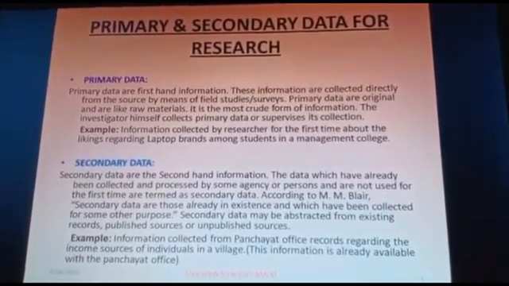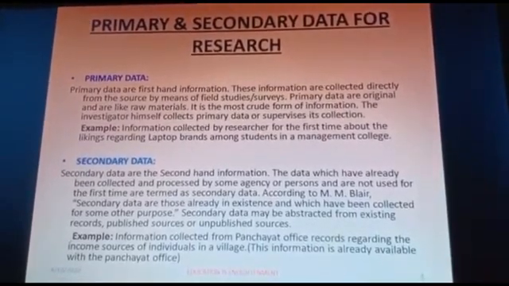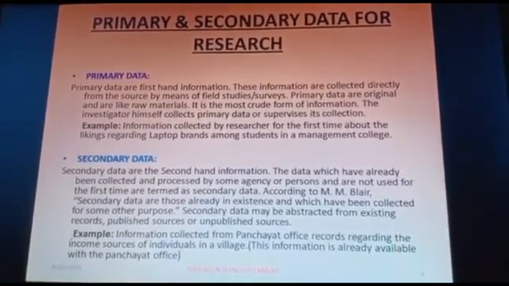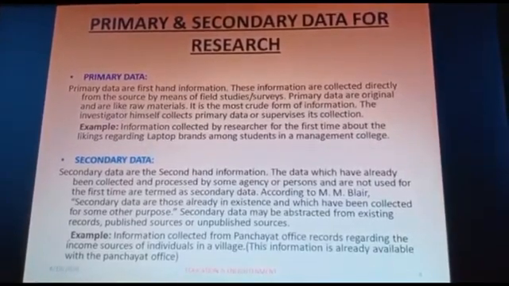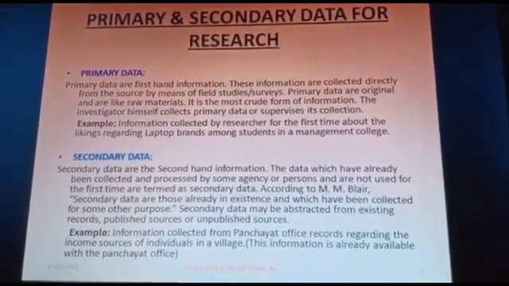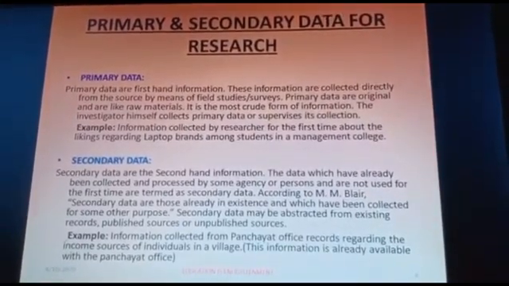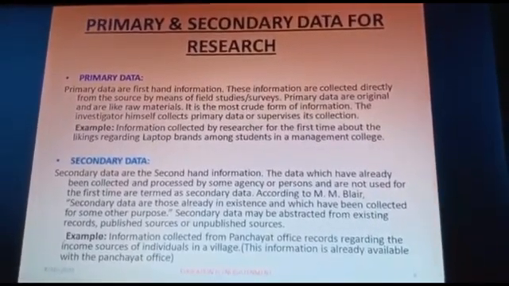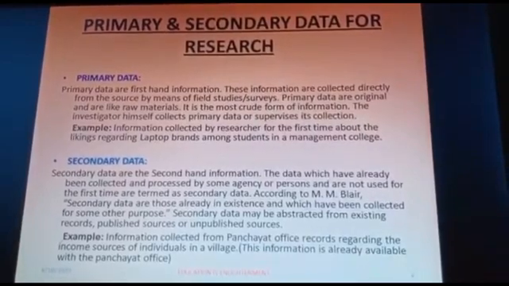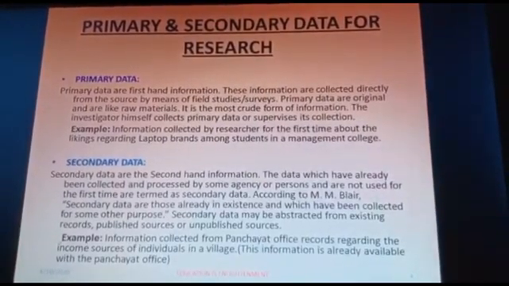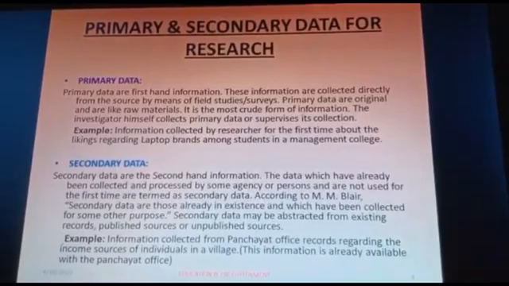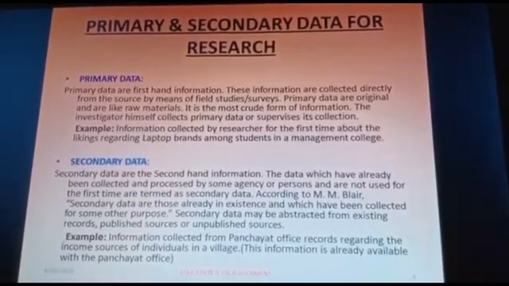Secondary data may be abstracted from existing records, published sources, or unpublished sources. For example, the information collected from Panchayat office records regarding the income sources of the individuals in a village is secondary data. This is because this information is already available with the Panchayat office.